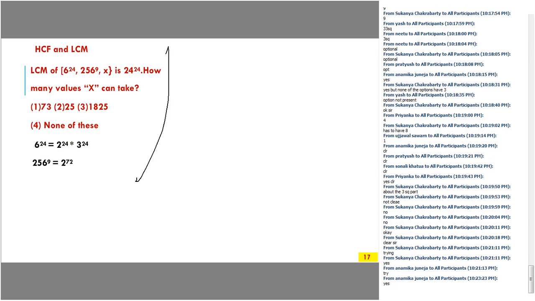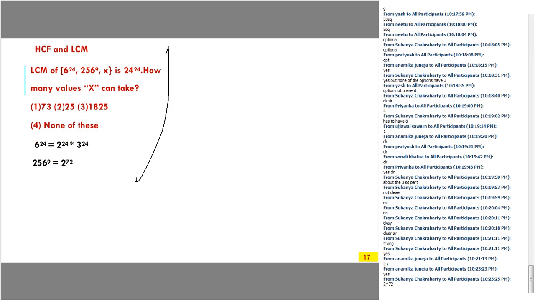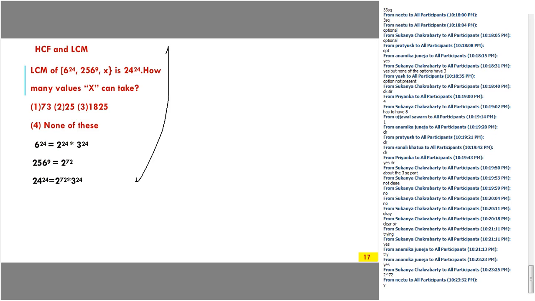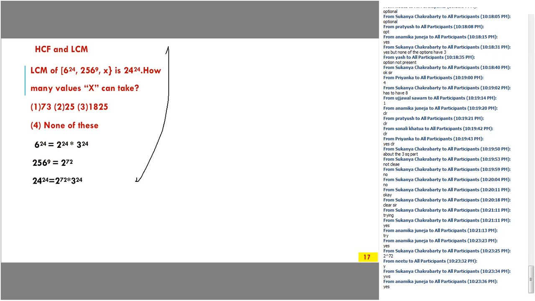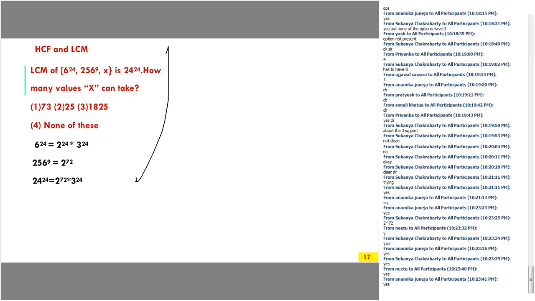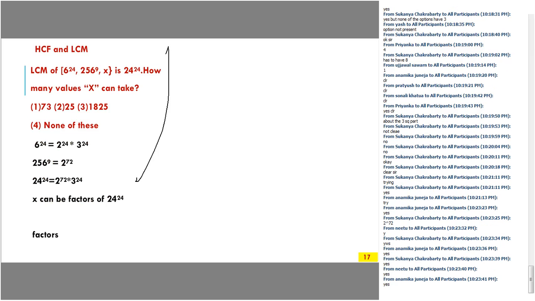What is 256 power 9? 2 power 72. What is 24 power 24? Is 2 power 72 contained in one of the numbers? Is 3 power 24 contained in one of the numbers? So the answer should be factors of this.